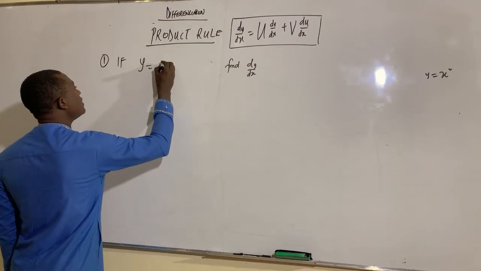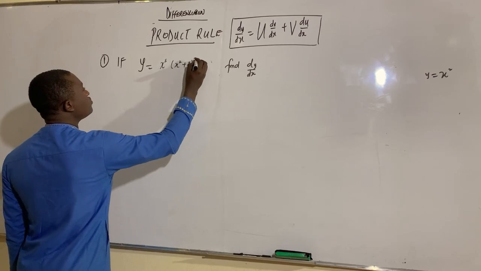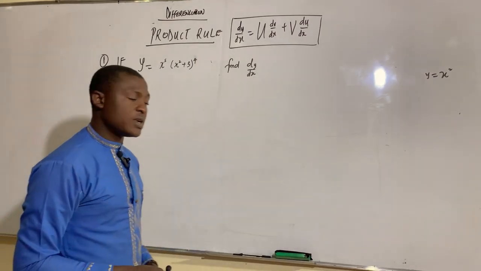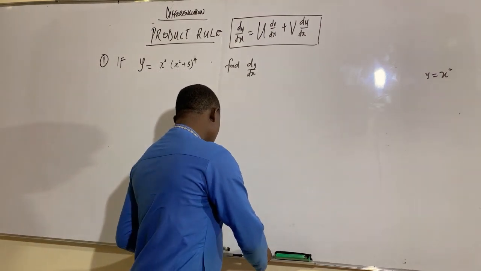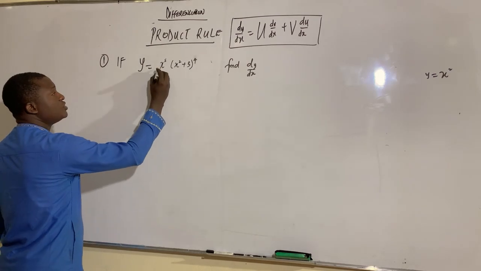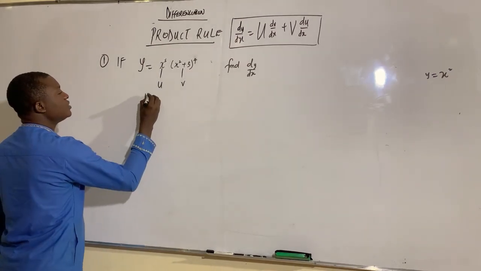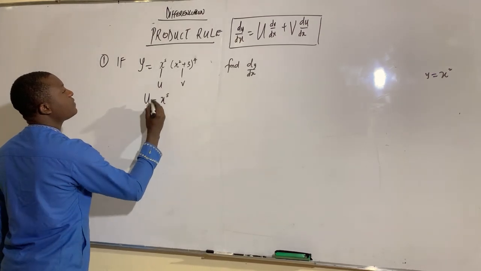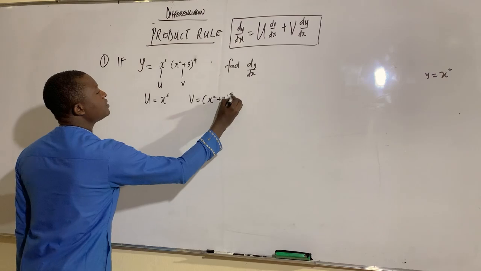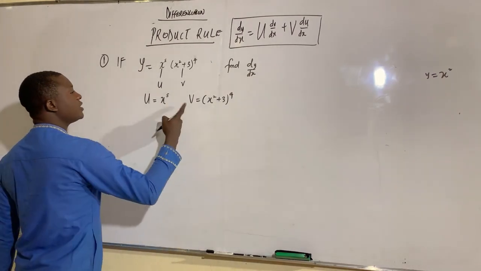Let's say we have x^5 times (x squared plus 3) raised to the power of 4. And they say you should apply the product rule to solve this one. So the same way, I will let the first one be u, and I will let the second one be v. So u here is equal to x raised to the power of 5, and v here is equal to (x squared plus 3) raised to the power of 4. So I will differentiate the first one as well, and I will differentiate the second one.